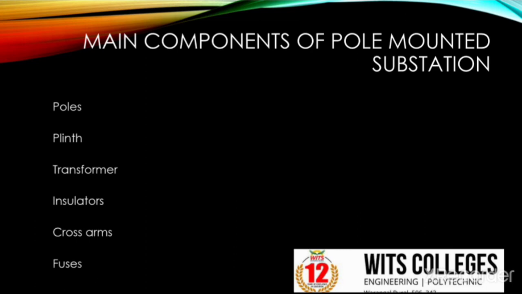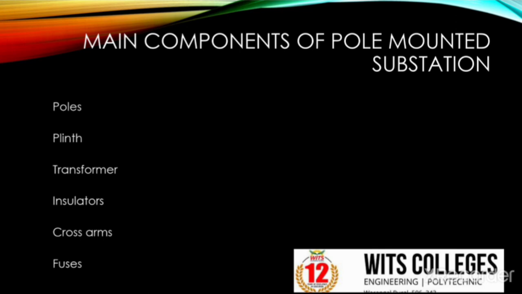And the next component will be the insulator. Generally the substation is located at the dead end of an 11 kV line, and 11 kV disc insulators are used to connect the 11 kV lines. When we are using a substation at the end of an 11 kV line, we will prefer 11 kV disc insulators.